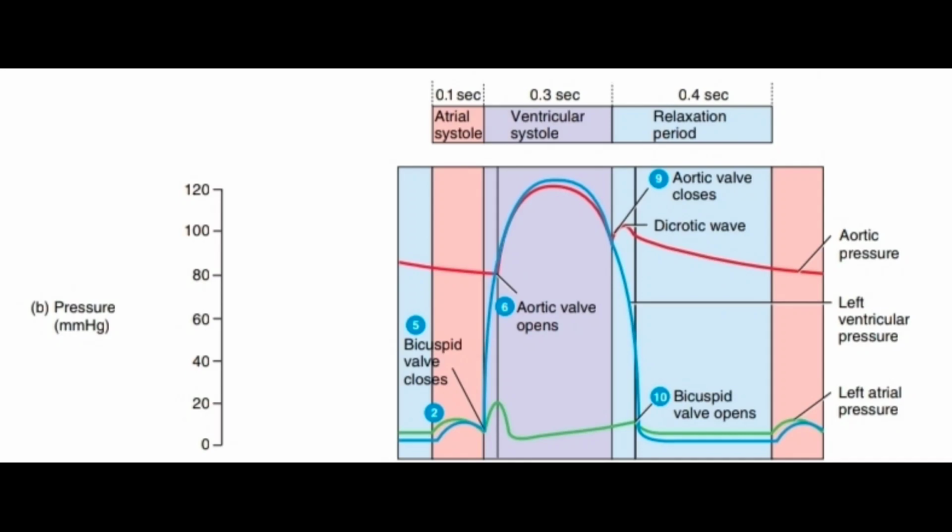Now, after 100 mmHg pressure, the relaxation period begins. That is, diastole begins, and the pressure inside ventricles comes down, and a time comes when the pressure inside the ventricles comes below the atrial pressure. Atrial pressure is more than the ventricular pressure. It is this pressure difference. What pressure difference? That when the pressure inside the ventricles comes below that of the atria, the atrioventricular valves open.